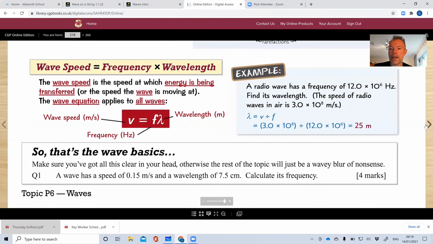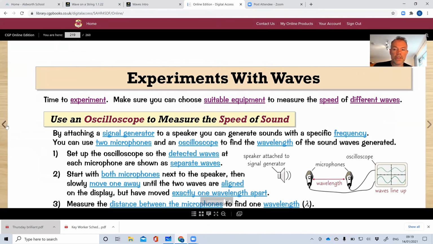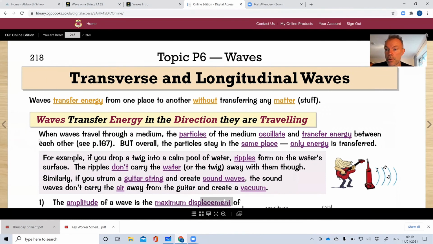Okay, so some examples of transverse waves, you've got water. I remember water waves. Example of a longitudinal wave, remember sound. They're the ones that come up all the time.